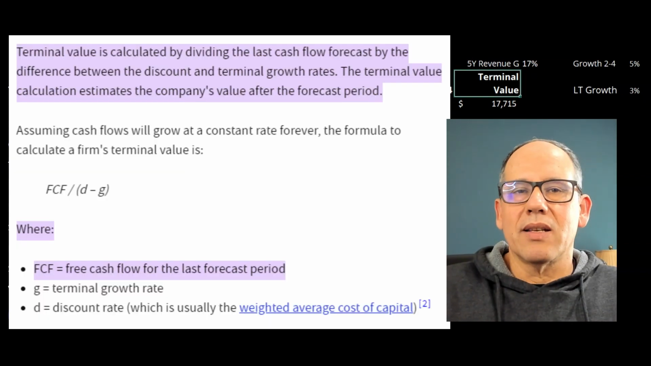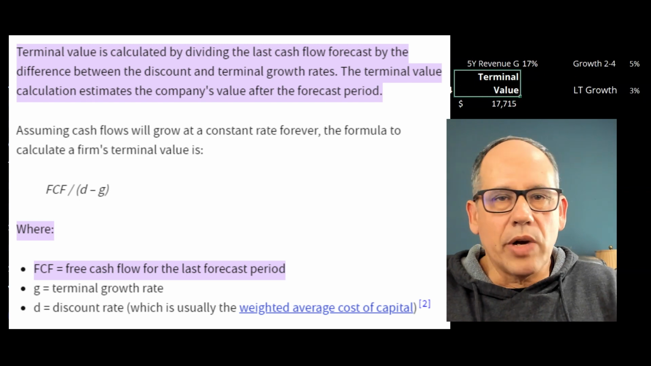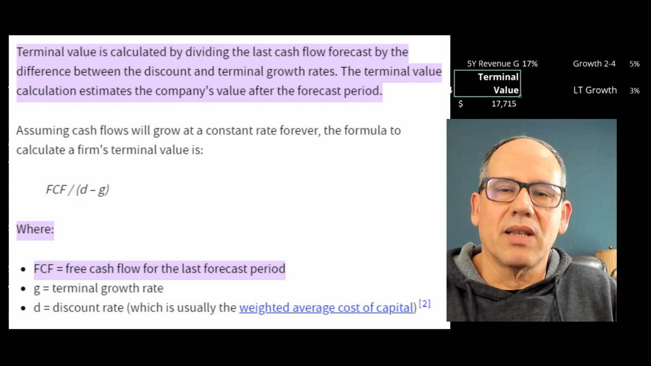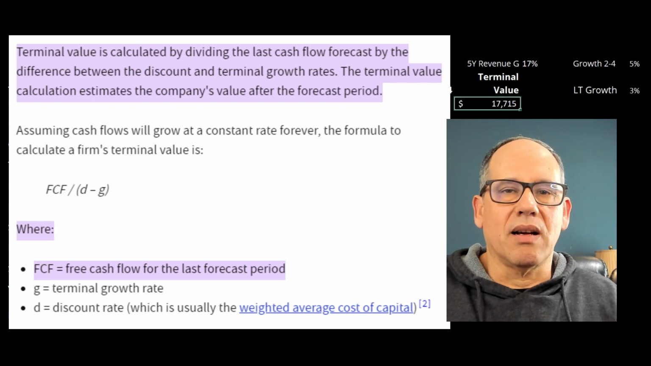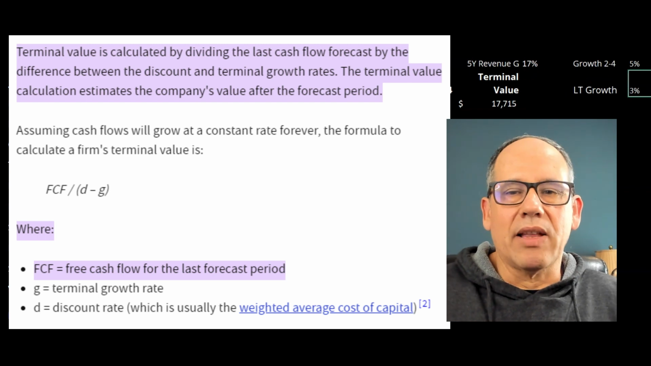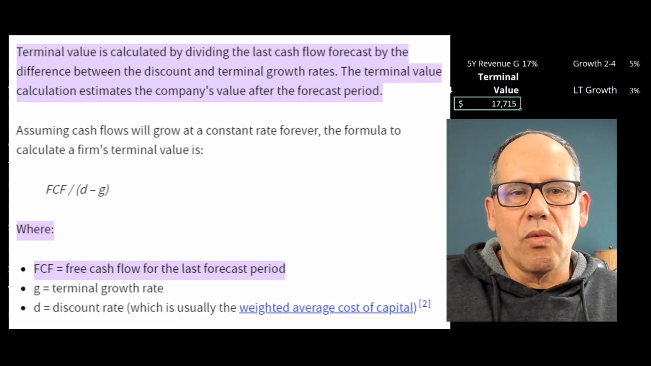Terminal value is the value of all cash flows beyond year four. It's pretty much a mathematical equation that says all the cash flows that we expect in the future amount to this amount, $17.7 billion. And there's a long-term growth within that valuation. And you can see the formula here if you want to take a screenshot of what it looks like. And you can see the fields and the rows and so forth.